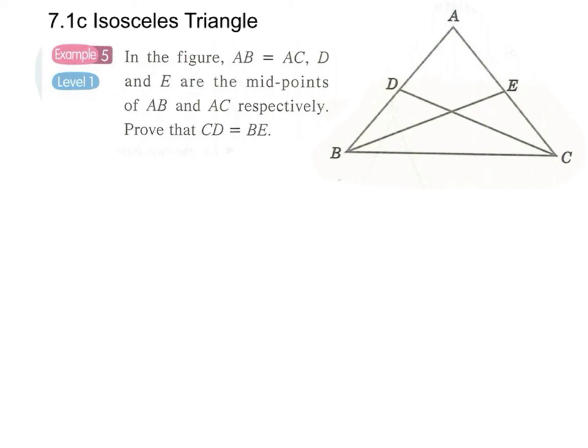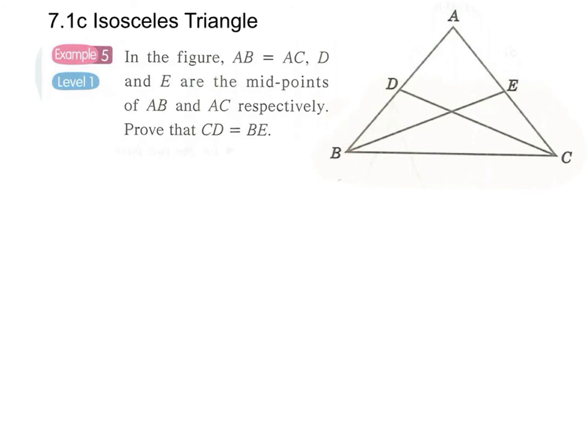And now we come to 7.1c, isosceles triangle, 等腰三角形 isosceles triangle. Example 5, in the figure, AB equals AC. That is, this side equals this side. D and E are the midpoints. E is the midpoint of AC and D is the midpoint of AB. And now we have to prove that CD equals BE.